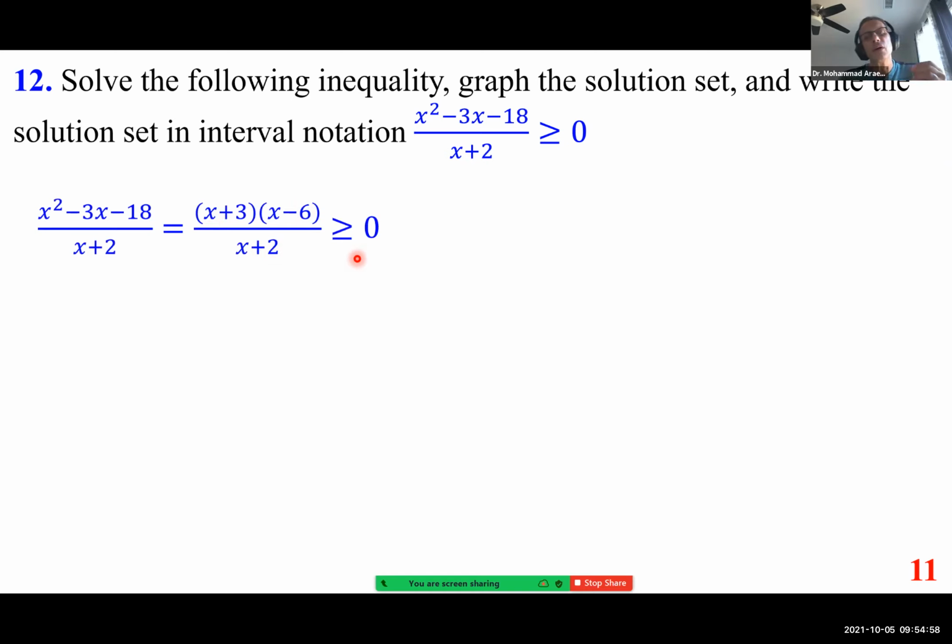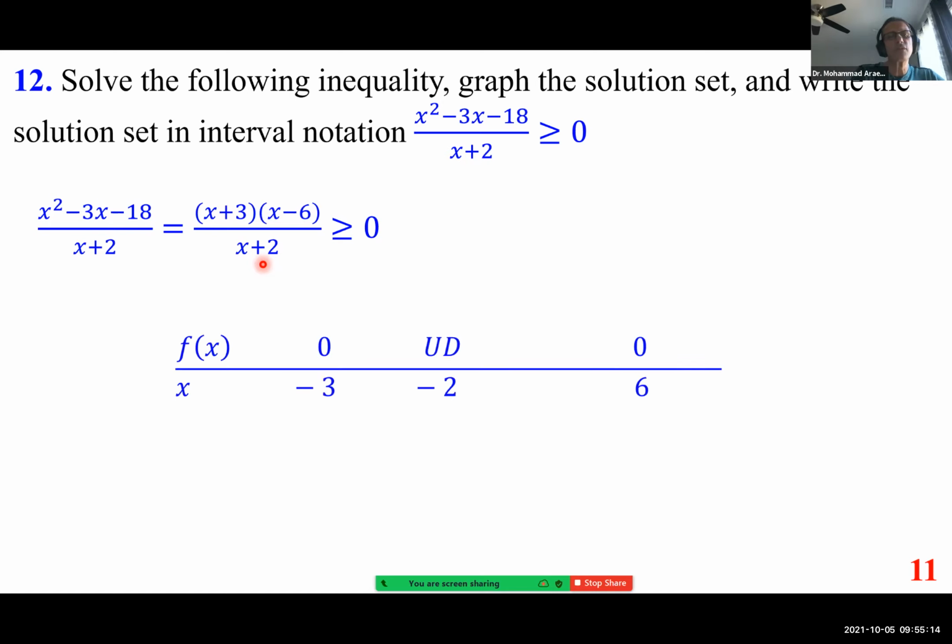And then write all the important parts. That means what makes it 0, what makes it undefined. Negative 3 and positive 6 are the zeros. Negative 2 makes this undefined. So you have to go to the number line and put them in order. It doesn't have to be perfect, but in order. So x, and I'm going to give the expression a name, f of x. At -3, this expression, we called it f of x, is 0. At -2 it is undefined. At +6, it's 0.